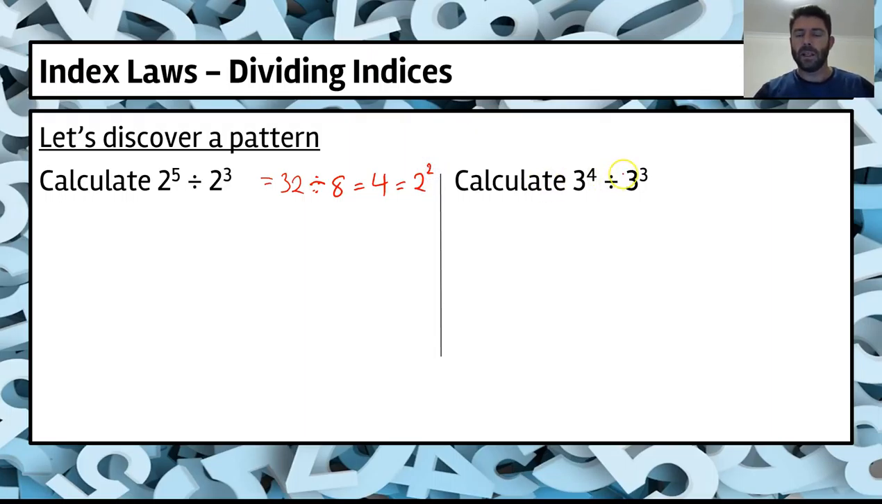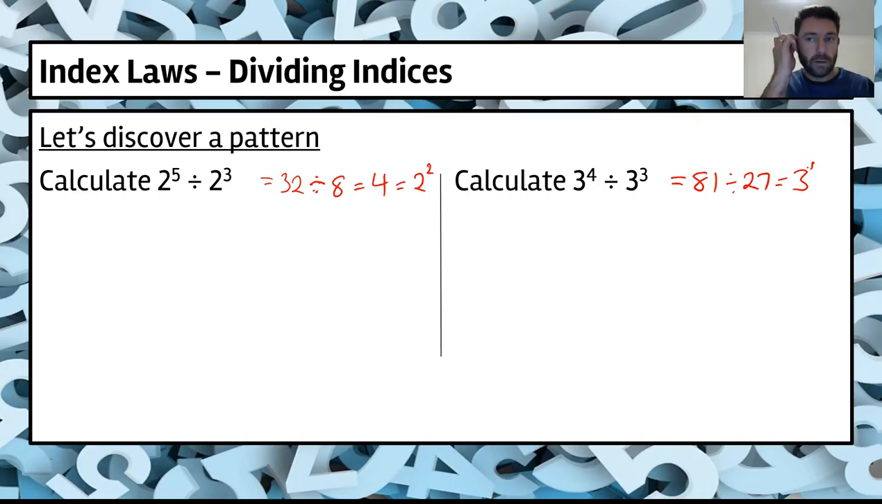Let's look at this one here. We'll calculate these numbers and see if we can get the answer. 3 to the power of 4 equals 81, and we're going to divide that by 3 to the power of 3, which equals 27. That gives us an answer of 3. And we know that if we've got just the number by itself, it's 3 to the power of 1.